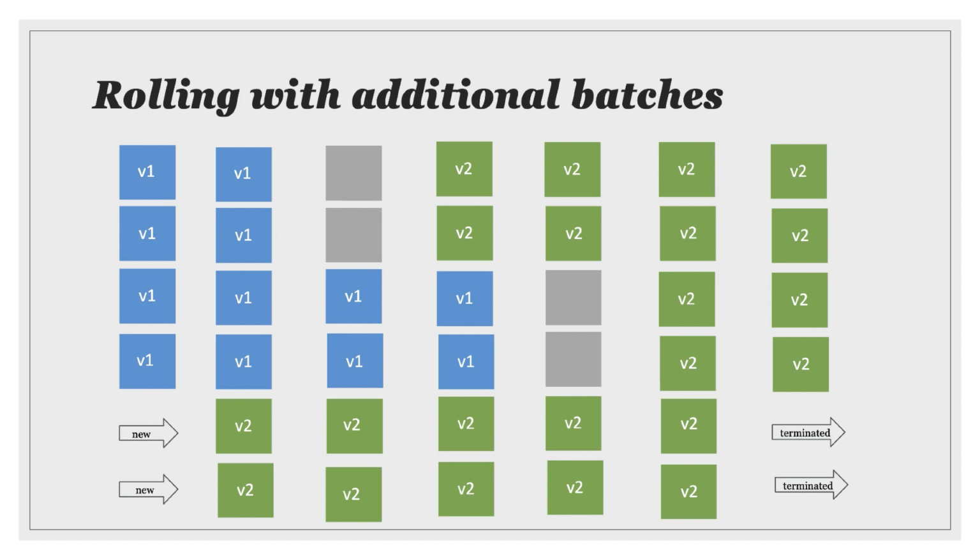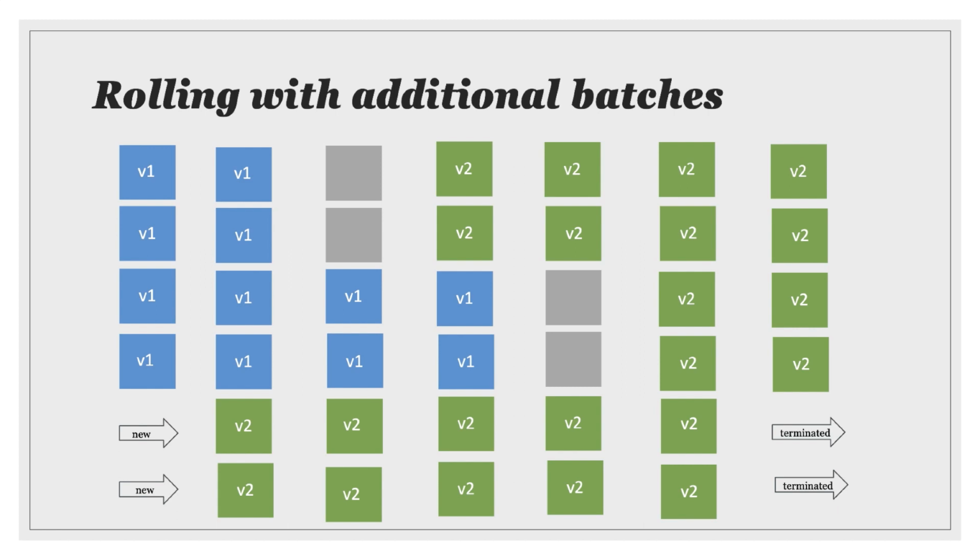So in this overview of rolling with additional batches, we have to initiate an extra batch at the initial stage. The purpose of deploying an extra batch is that you don't lose your capacity, because in rolling, as we have seen in the previous deployment policy, if we take half of the instances out, we lose capacity. To solve that issue, we go with additional batches.